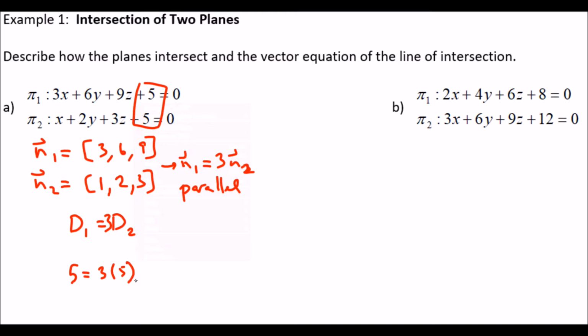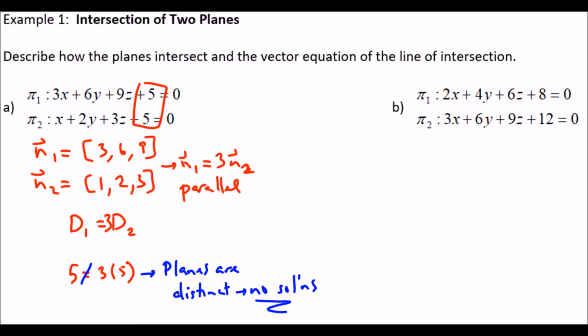And of course, this is clearly not the case, so what does that mean? That means that the planes are distinct, and that means that there are no solutions. All right, there's the first one.